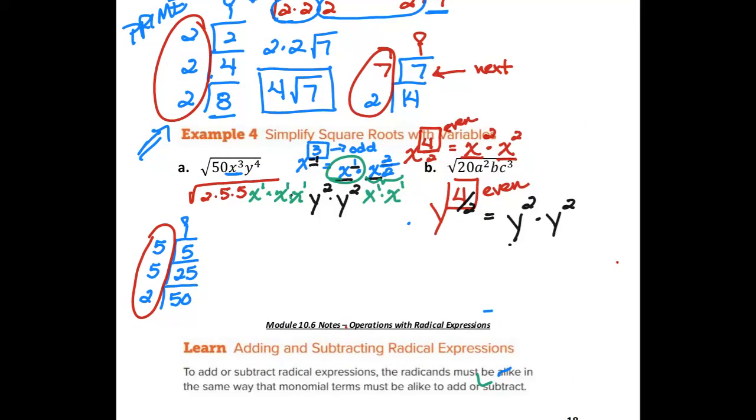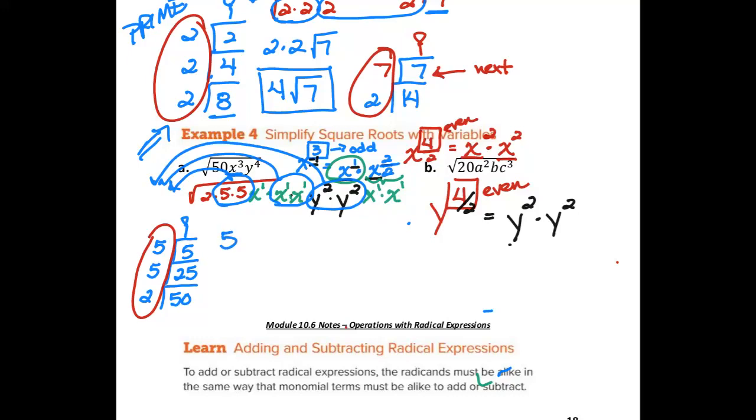Now we go back and we circle our pairs. Circle the ones that are common. Well, I have 2 5s. I have 2 x to the 1st. I actually have 3, but I can only circle 2 at a time. I have 2 y to the 2nds. So all of those are going to send one of those members out in front.